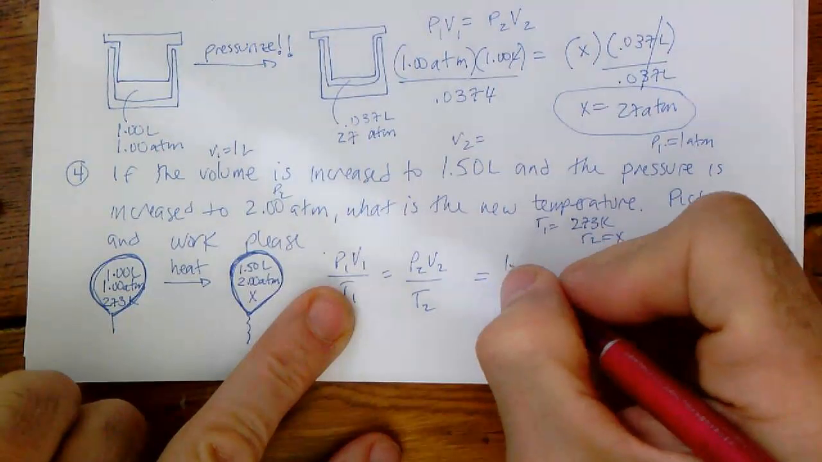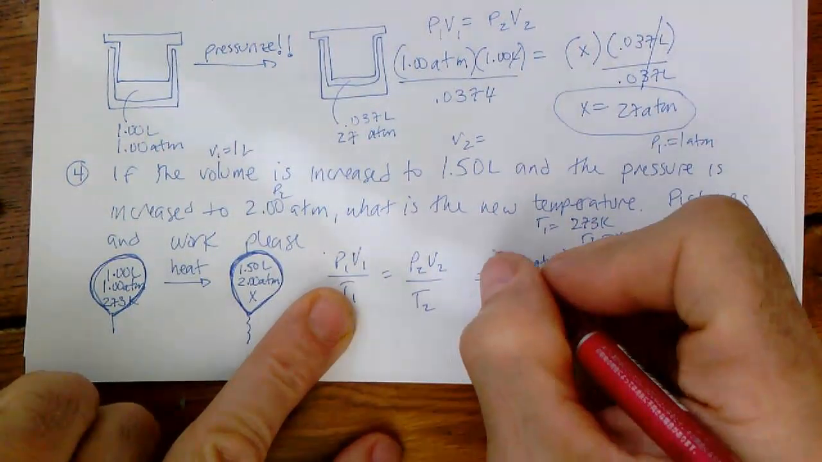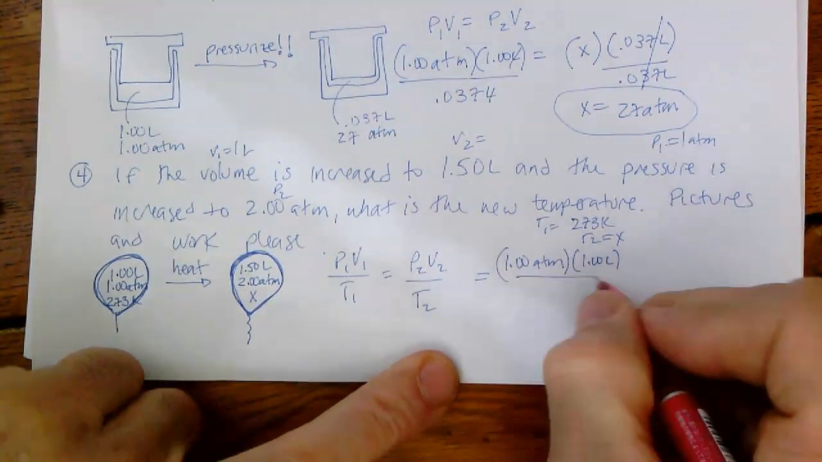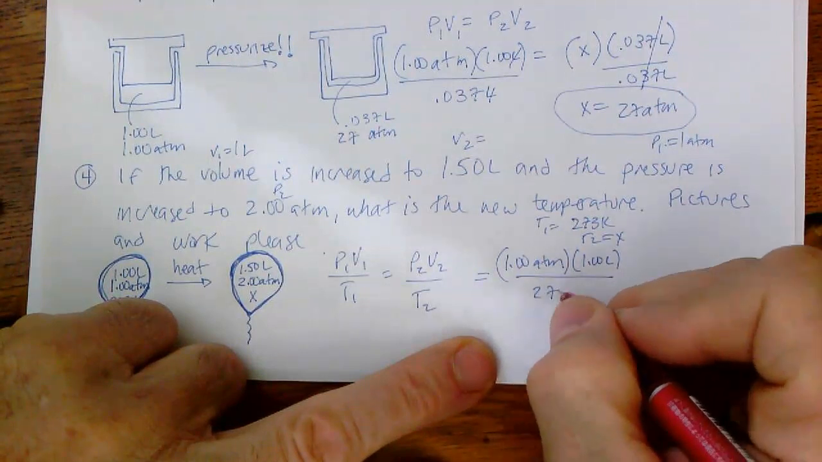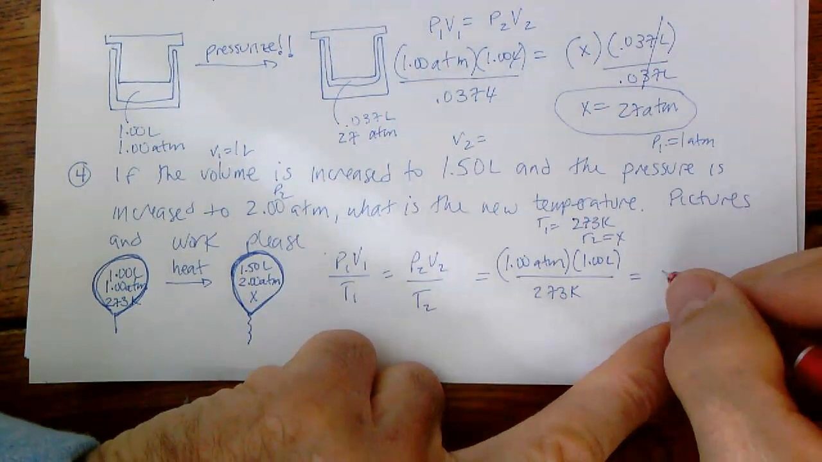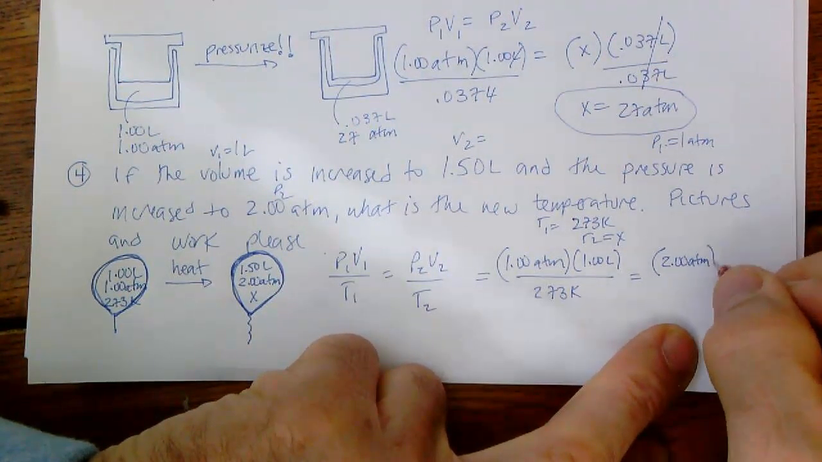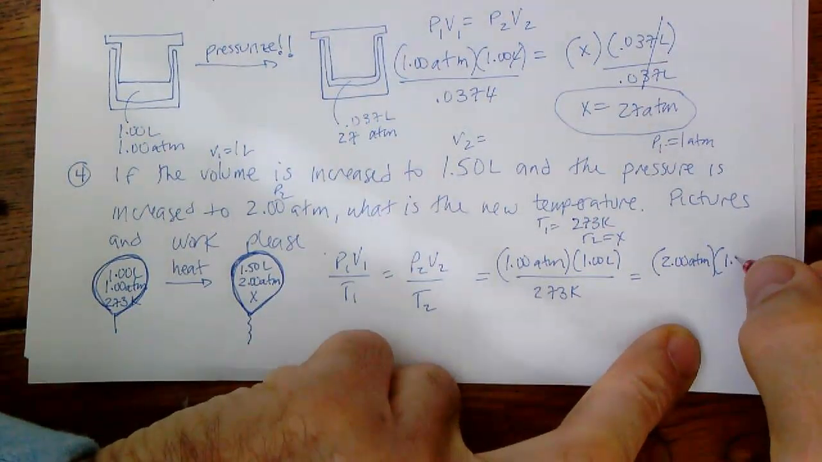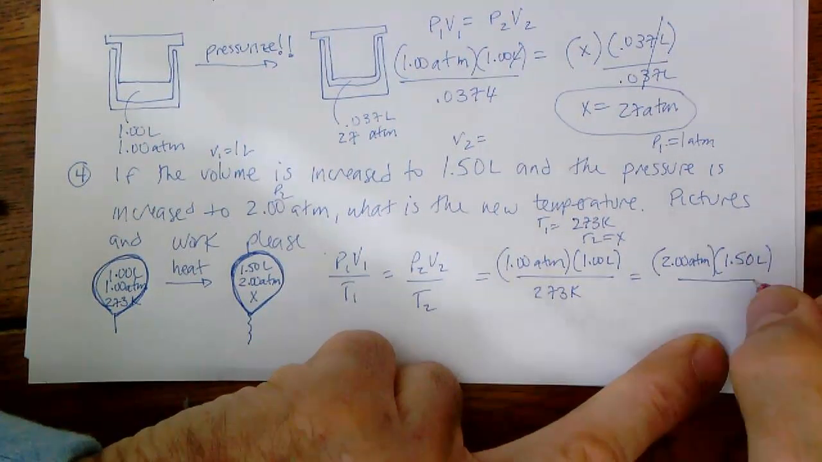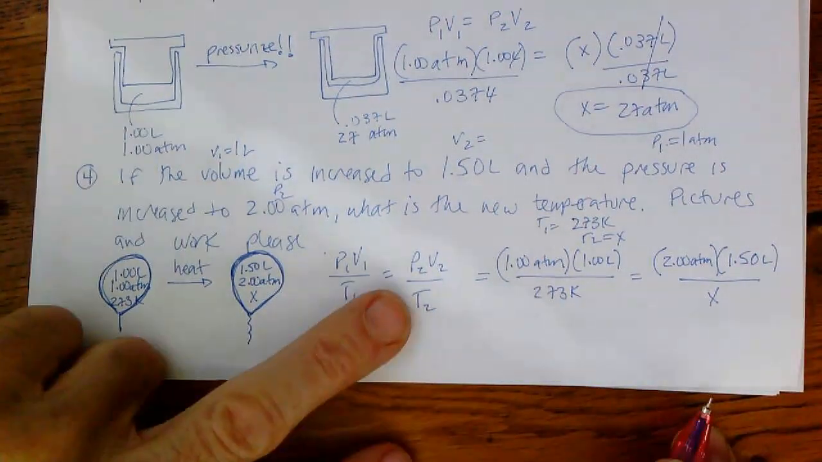Initial pressure is 1.00 atmospheres. Initial volume is 1.00 liters. Initial temperature is 273 Kelvin. Always use Kelvin, not 0 degrees Celsius. But the new one is pressurized up to 2 atmospheres and also expanded a little to 1.50 liters. And the new temperature is X. We need to isolate X.